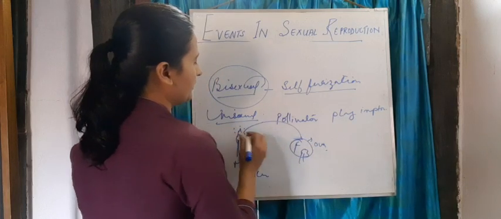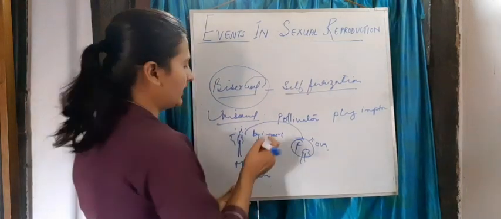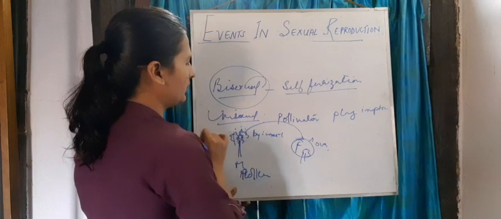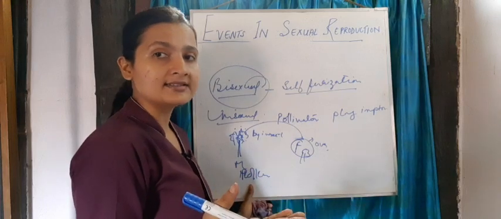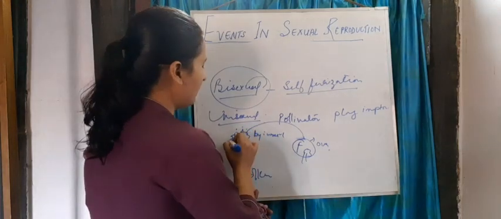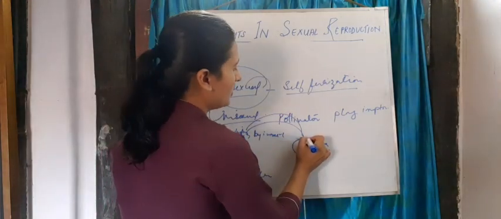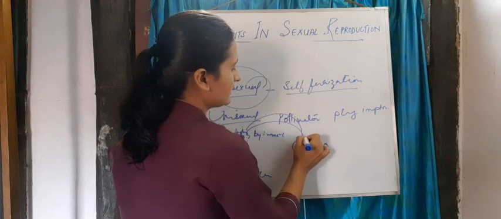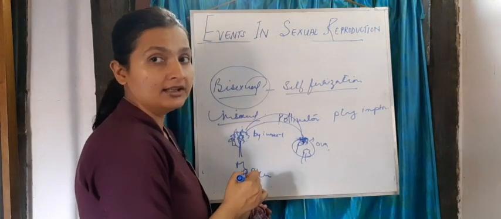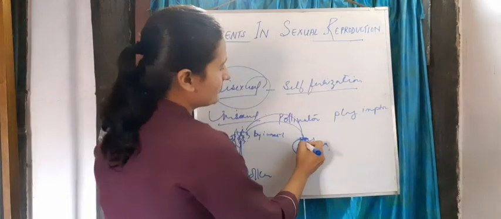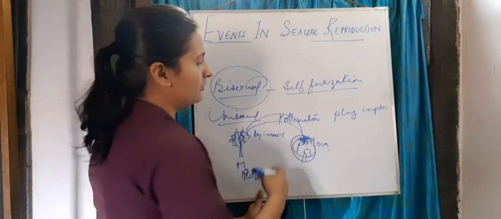From here to here, it could be by an insect, like bees. They come and sit over this pollen grain, and the pollen grains are sticky, so they stick to the body of honeybees or other flies or any other insect. When the insect comes and sits on the female flower, the pollen grains come in contact with the female gamete. We will discuss this process in detail in reproduction in plants, so I'm not going into the depth.